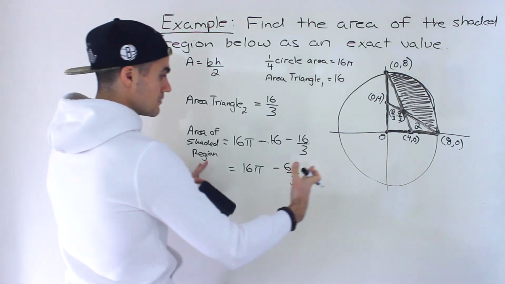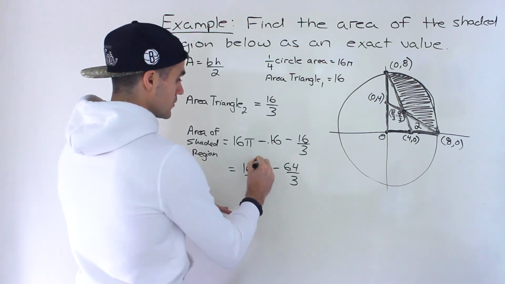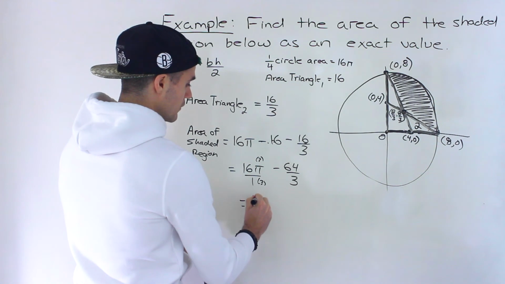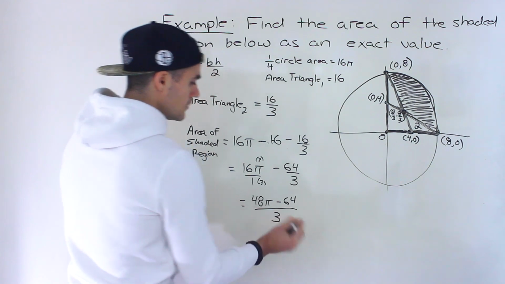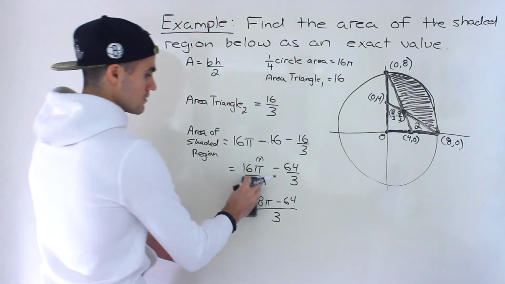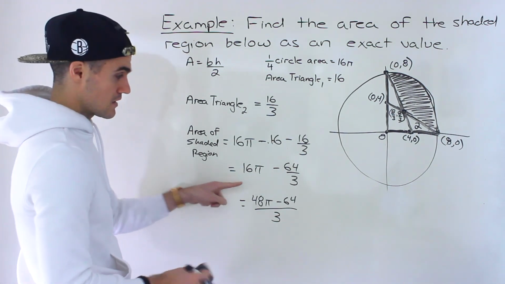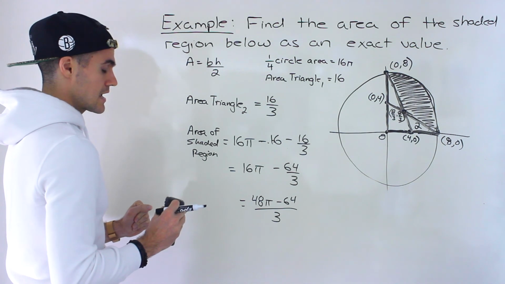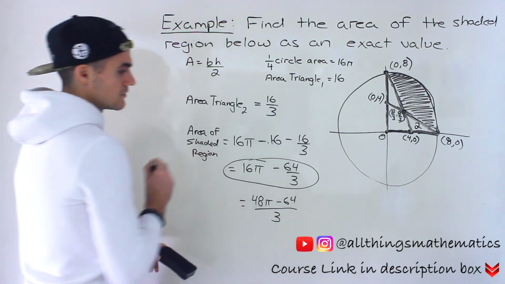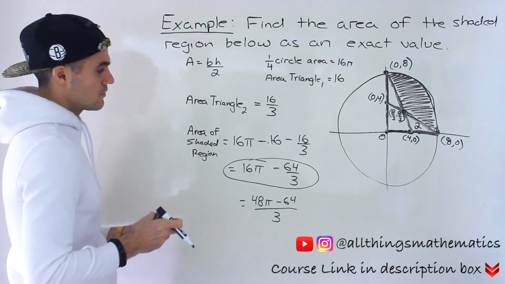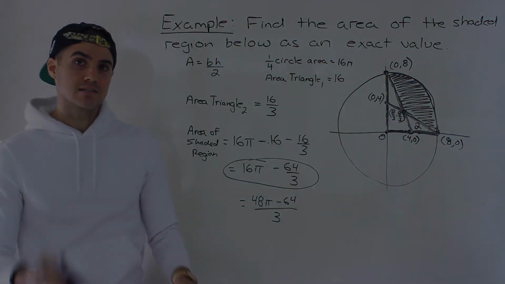Okay, and then if you wanted to combine this into one fraction, you could put this over 1, multiply this by 3, multiply this by 3. So you could have 48 pi minus 64, all over 3. Okay, so let's erase that. This and this, they're the same thing. If you plug them both into your calculator, you'd get the same decimal. But I feel like this here is a nicer format. So that right there ends up being the area of the shaded region as an exact value.